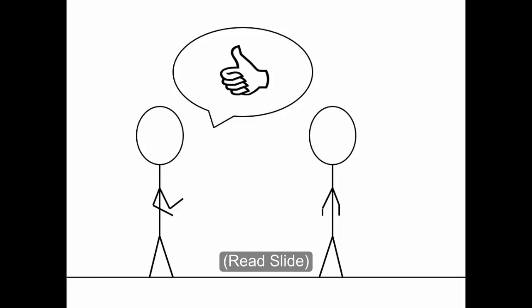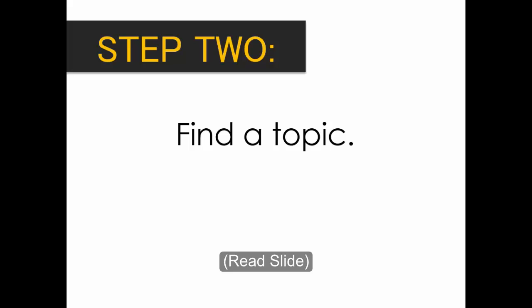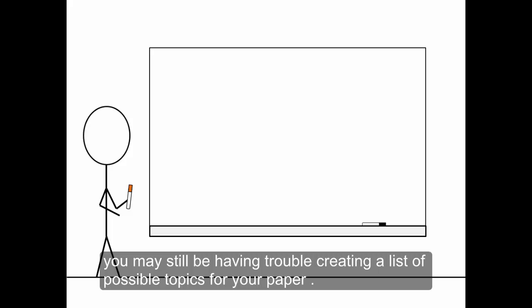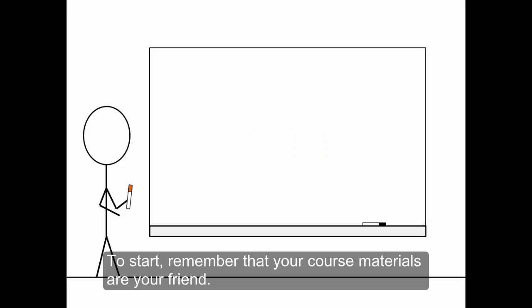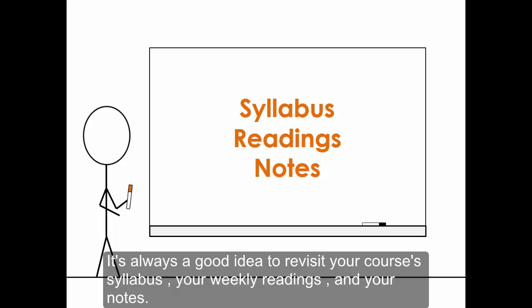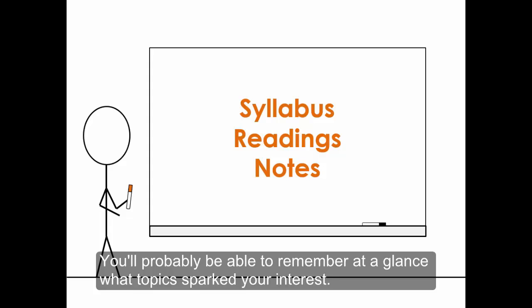Step 2. Find a topic. Now, even if you understand the difference between topics and arguments, you may still be having trouble creating a list of possible topics for your paper. To start, remember that your course materials are your friend. It's always a good idea to revisit your course's syllabus, your weekly readings, and your notes. You'll probably be able to remember at a glance what topics sparked your interest.